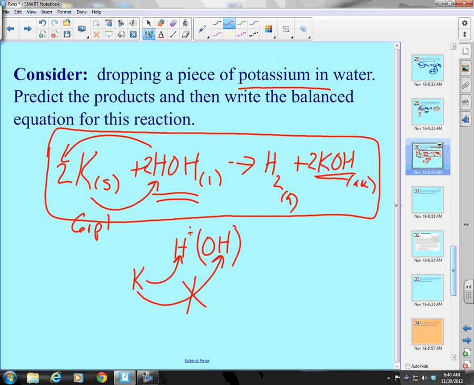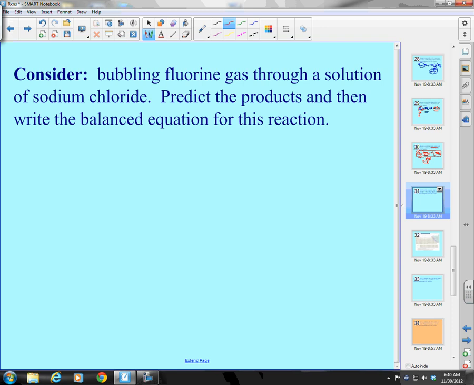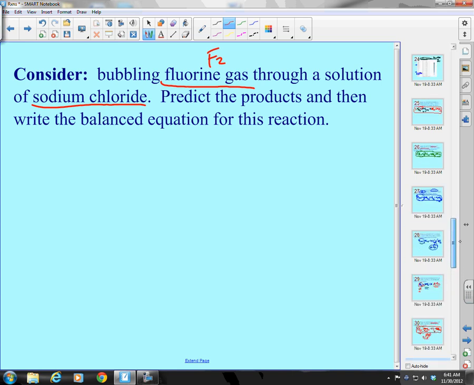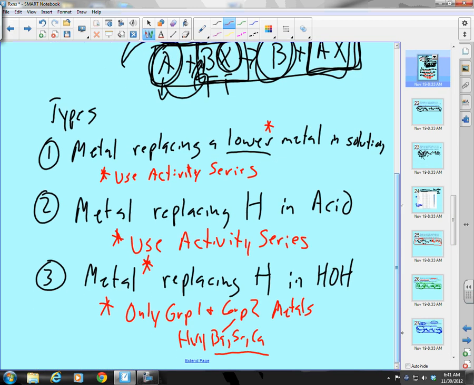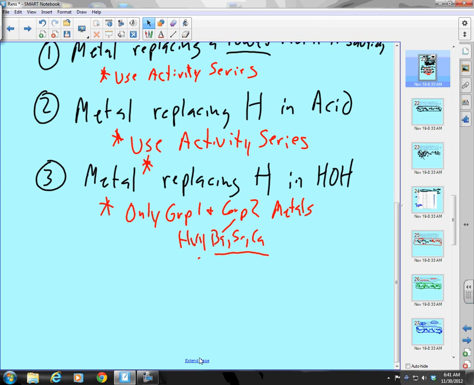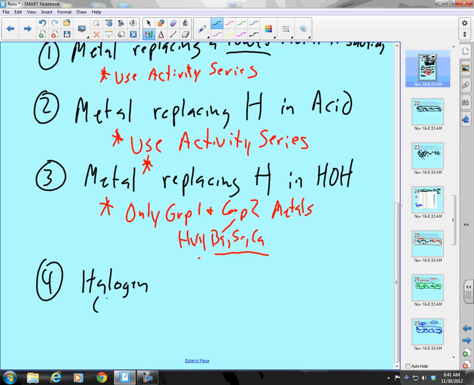Okay, here we go. 2 more slides. Bubbling fluorine gas through a solution of sodium chloride. Okay, what is fluorine? Well, fluorine we know is F2. Is it a metal? No, it's not a metal. Aha. So that means we're looking at another type of reaction, the 4th type of single replacement reaction. And thankfully, the last type of single replacement reaction. Number 4, you have a halogen. What are halogens? Well, group 17, right? Group 17, you know, the chlorines, the fluorines, the iodines, and so forth.